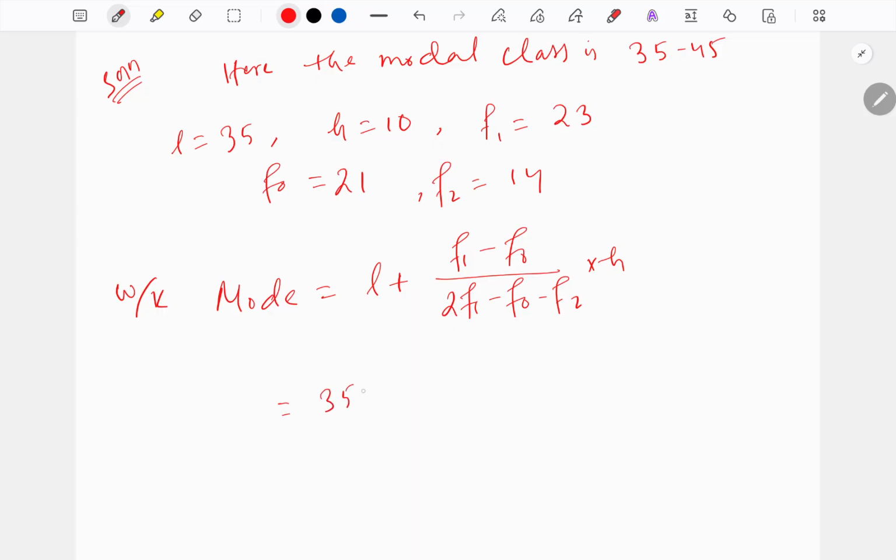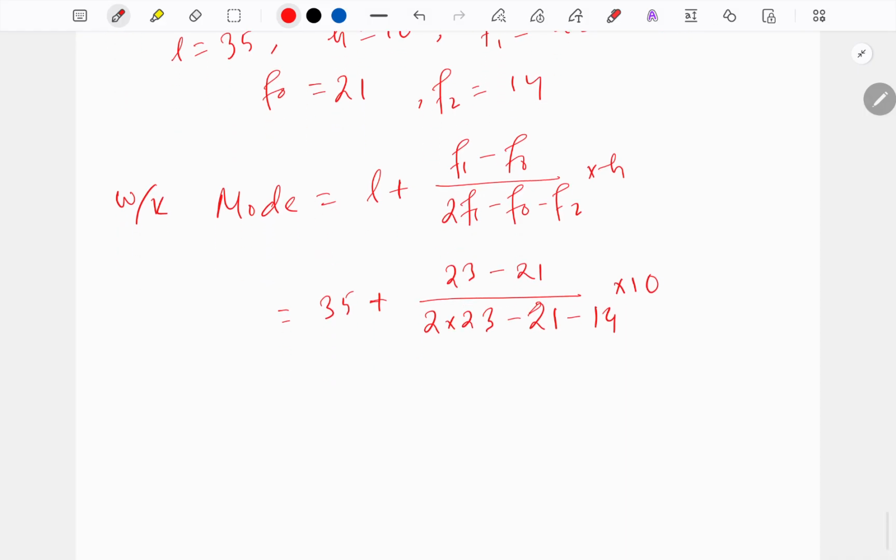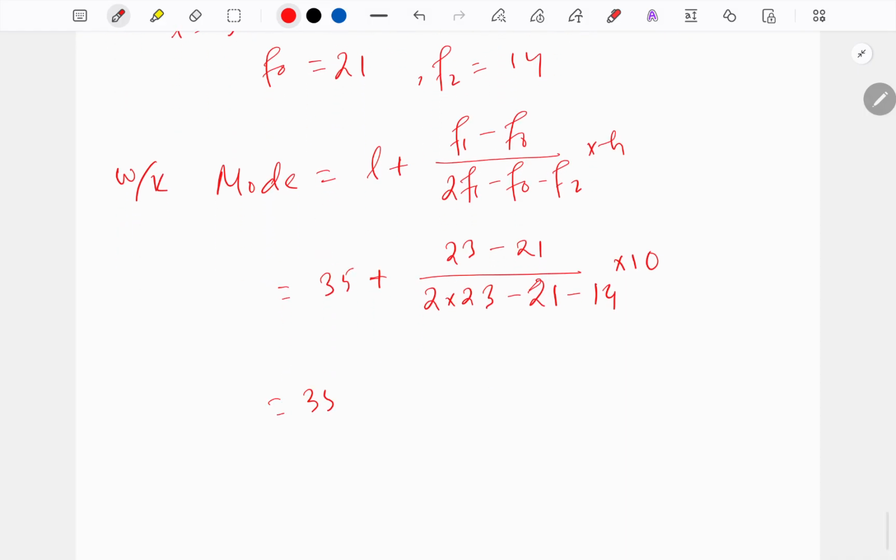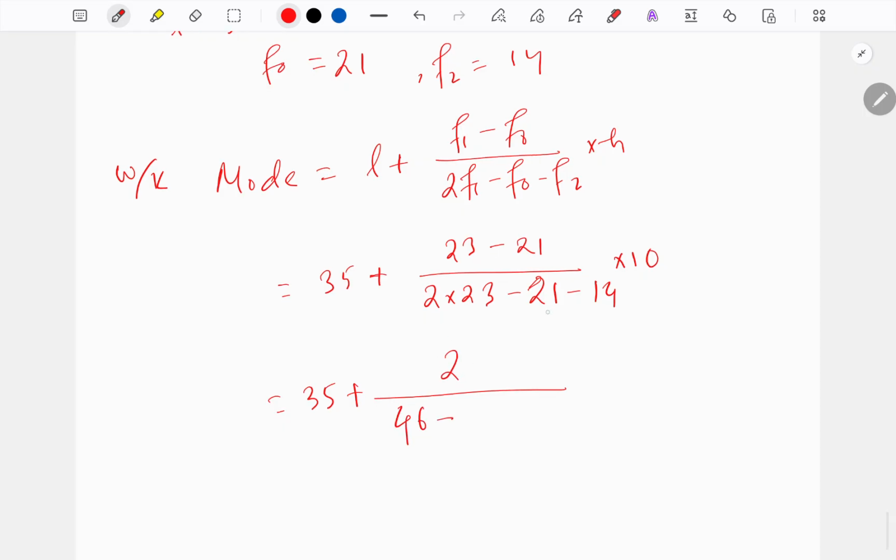L is 35 plus f1 is 23 minus f0 is 21, 2 into f1 means 23 minus f0 is 21 minus f2 is 14, into h equals to 10. So you just write the calculation here. 23 minus 21 is 2. 2 into 23 means 46 minus 21 minus 14, how much? This will be 35. Minus 35 into 10.